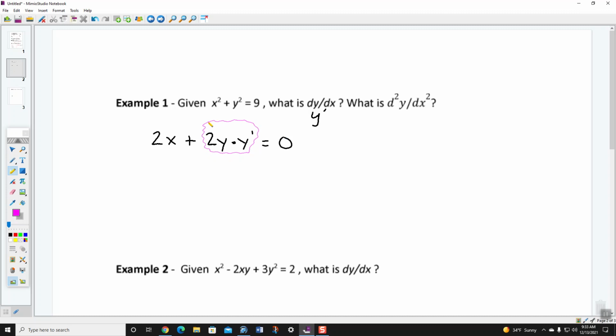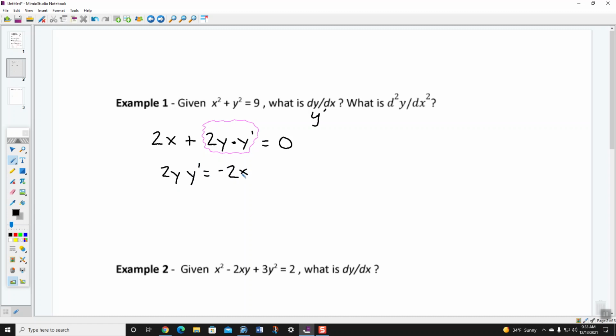I want that alone on one side. I'm going to leave it on the left. So if I want just this part alone over here, what am I going to have to move to the other side? 2x. So we're at a point where 2x is going to move to the other side. So we're left with 2y y prime equals negative 2x, right?